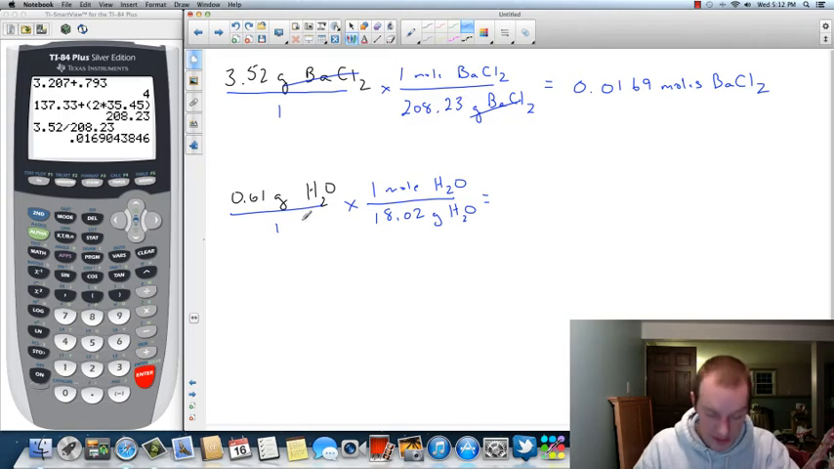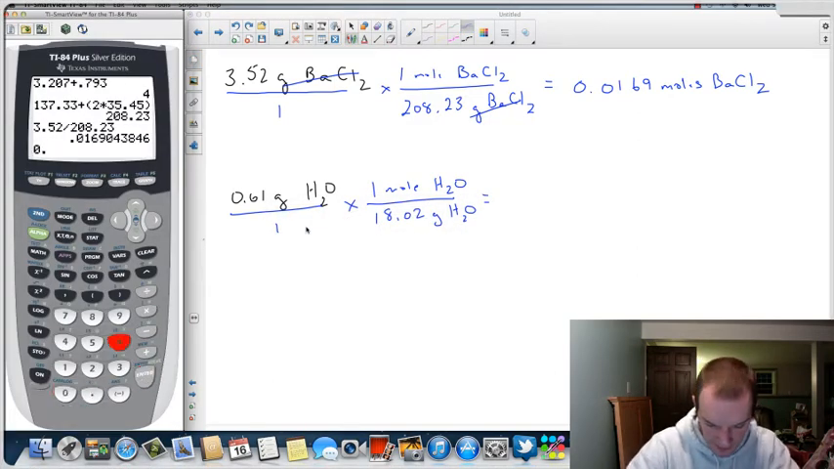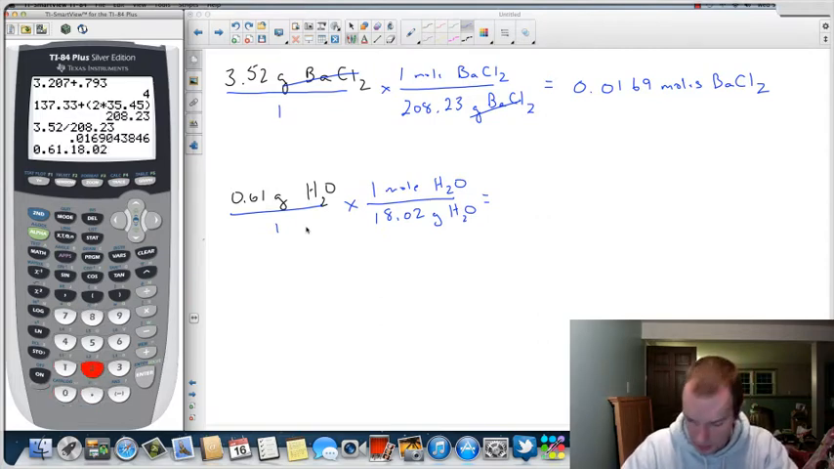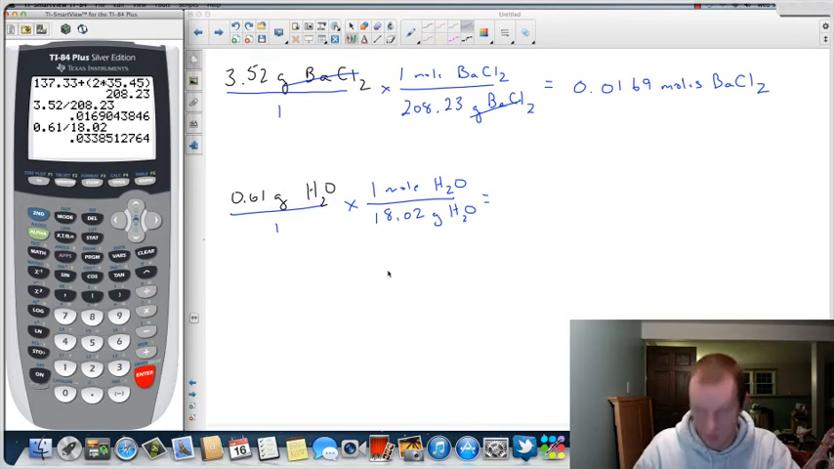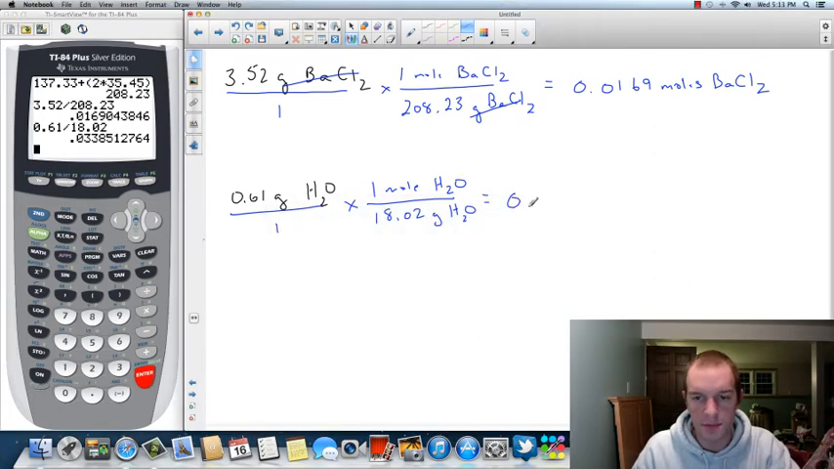But as we perform this calculation now, we can see that it's going to be 0.61 divided by 18.02, except we have to say divided by, not dot, so divided by 18.02, and that gives us 0.0339 moles of H2O.